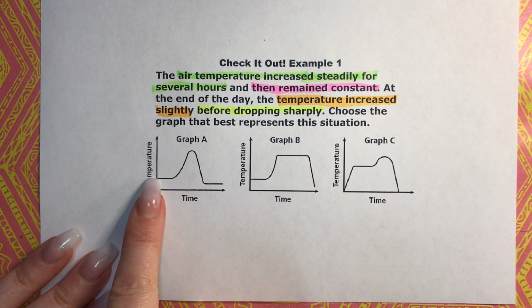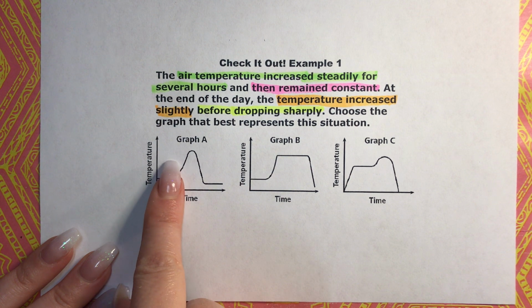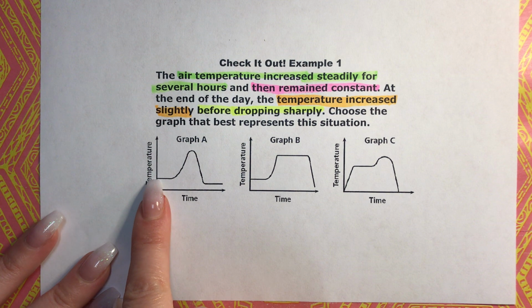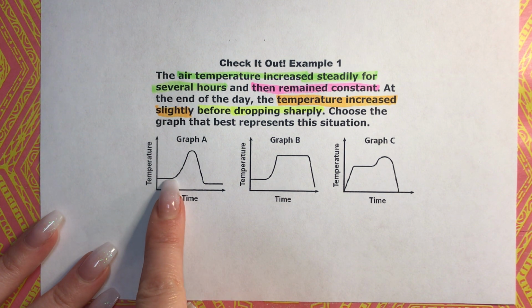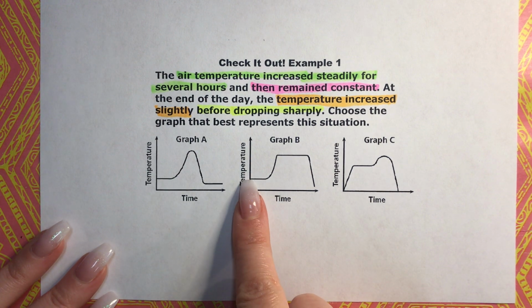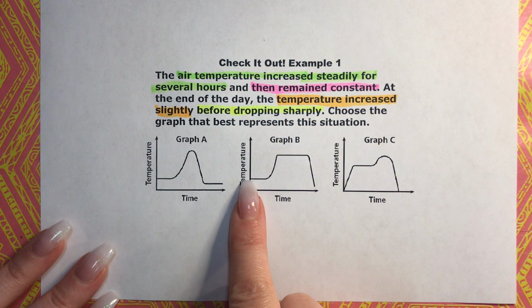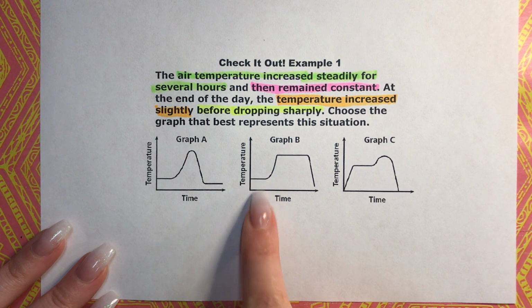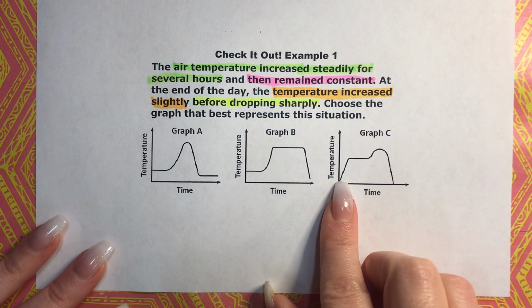We are at an amount. Did it get bigger? Did it increase? That's not what this is showing. This is showing that we are starting with an amount and it's staying the same for a while over time. Okay, so what about B? We started at an amount. It says increase steadily. Is the temperature increasing steadily? No, it's remaining constant. Okay, so let's look at graph C.